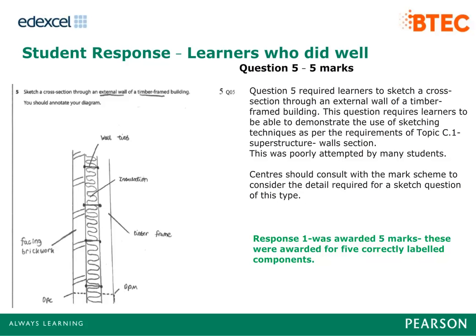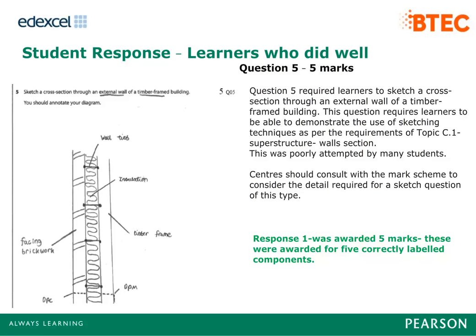Some learners also sketched details of a solid ground floor or flat roof construction form, which had been included in previous exam series, rather than the specific cross-section requirements of an external wall of a timber-framed building, as indicated in the question. Some learners also included details with components in an incorrect order. Centres should consult with the mark scheme to consider the detail required for a sketch question of this type.